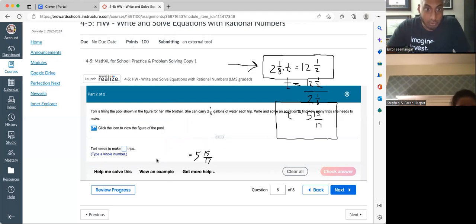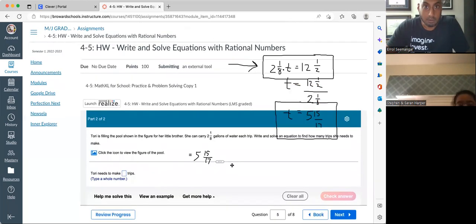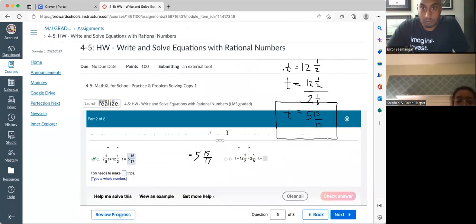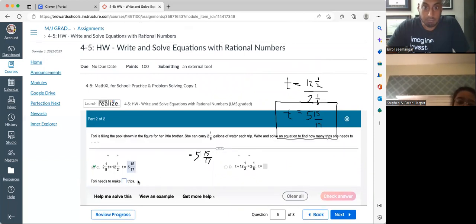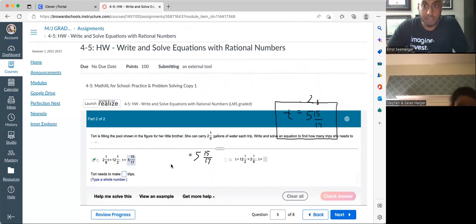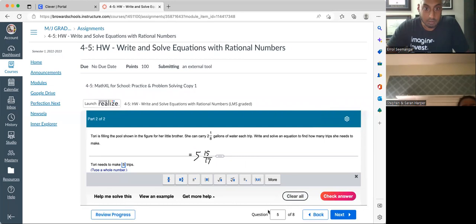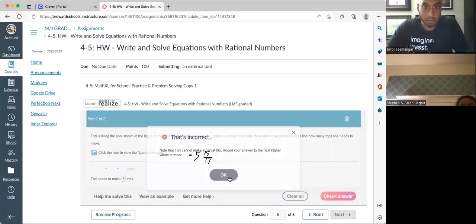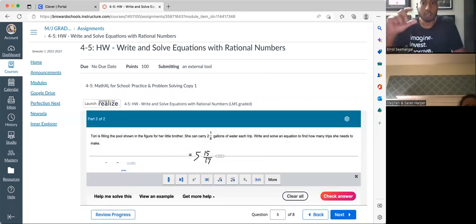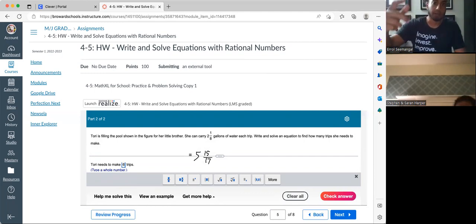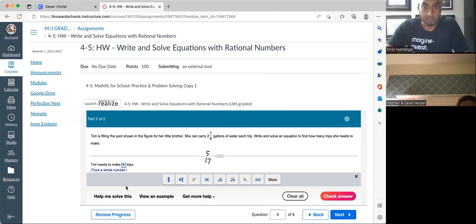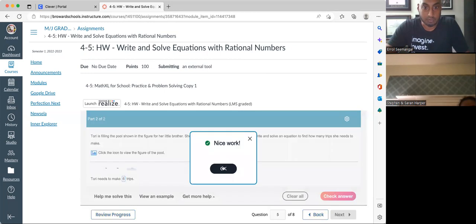Okay, so Tori needs how many trips? It's between 5 and 6, right? It's closer to 6, but put in 5 and 5/17. Oh, type a whole number. Actually, it can't be 5, right? It has to be more than 5, so put 6. Yep, 6, because 5 and 15/17 is closer to 6. There you go.